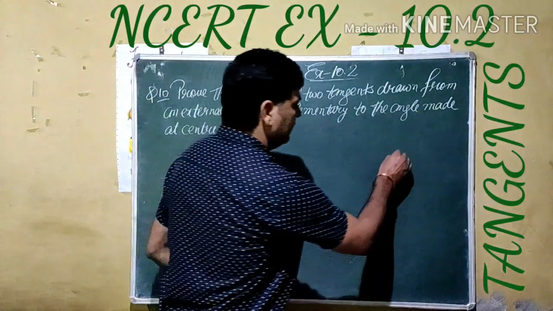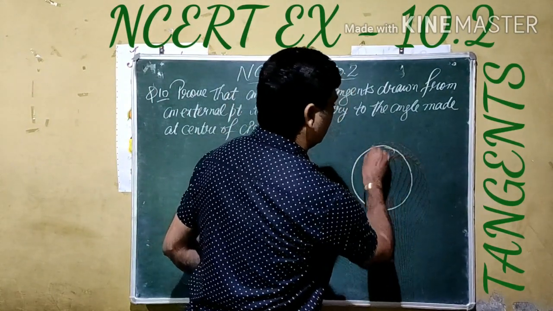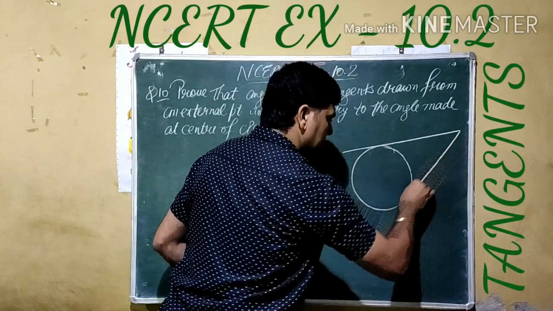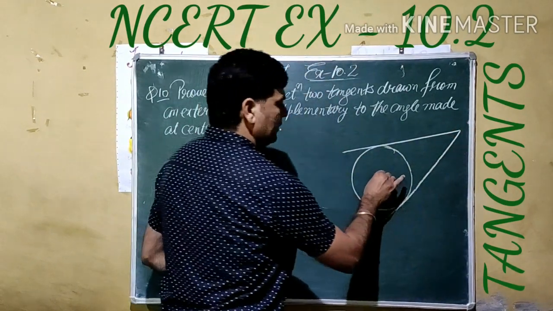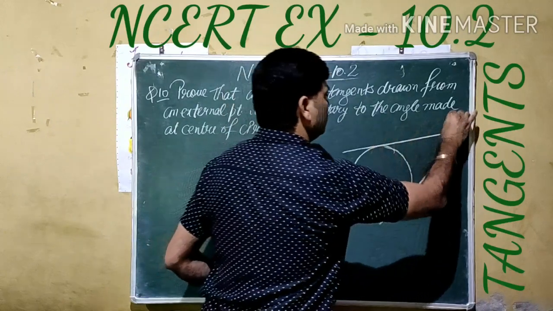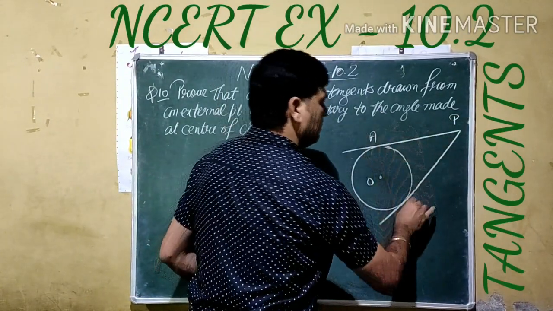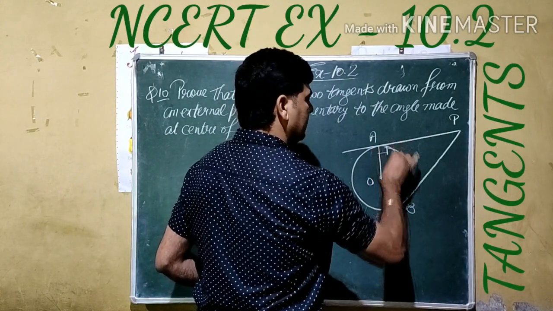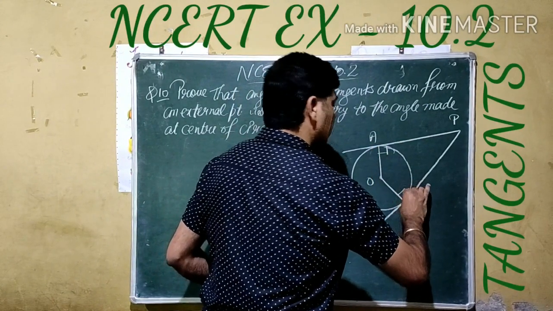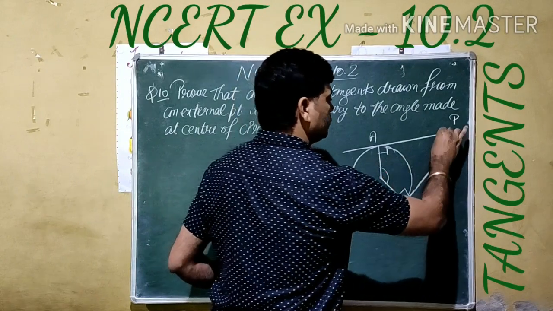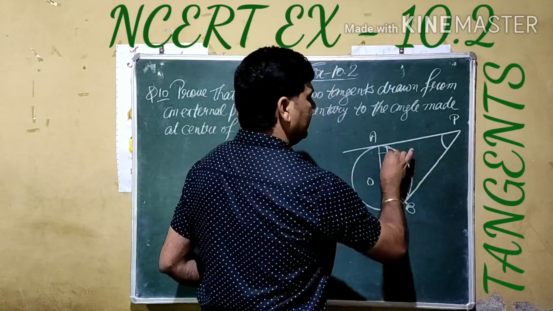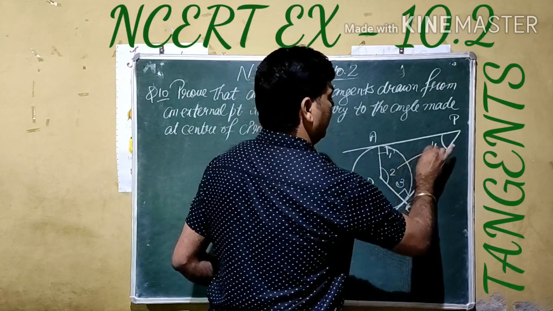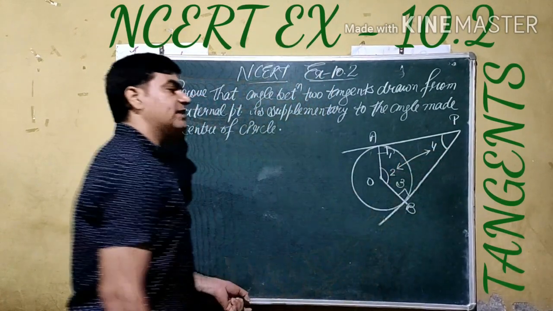Means we have given here a circle and two tangents drawn from an external point to the circle with center O. Suppose this is P, the external point, and PA and PB are two tangents. As you know, if you join the radius, these two angles become 90 degrees. We have to prove here that the sum of these two angles should be 180. So we are giving here the names 1, 2, 3, 4. We have to prove that these two angles are supplementary.